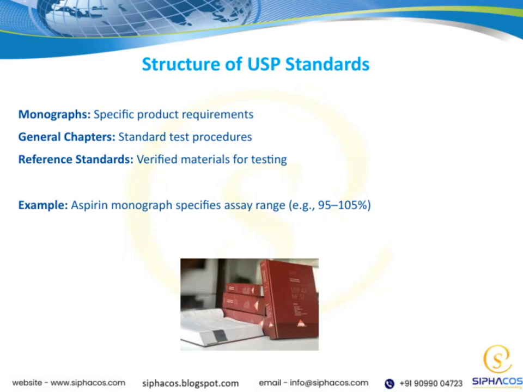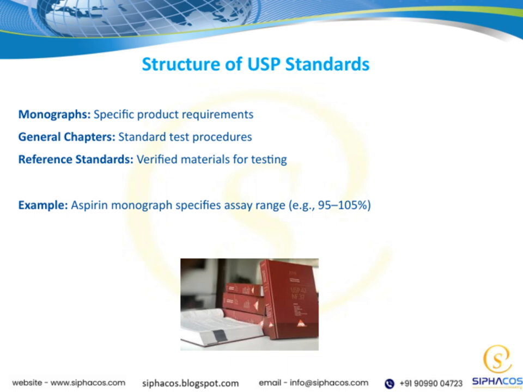Let's take a look at the structure of USP standards. First, we have monographs, which detail the specific requirements for individual products. For example, an aspirin monograph will specify the acceptable assay range, such as 95 to 105%, to ensure the product's quality and potency. Then, there are the general chapters, which provide standard test procedures that apply across various products.